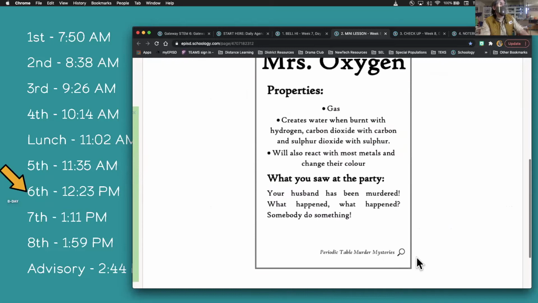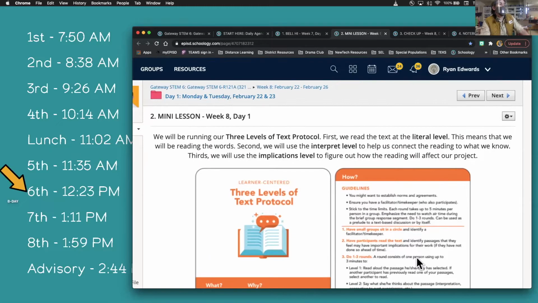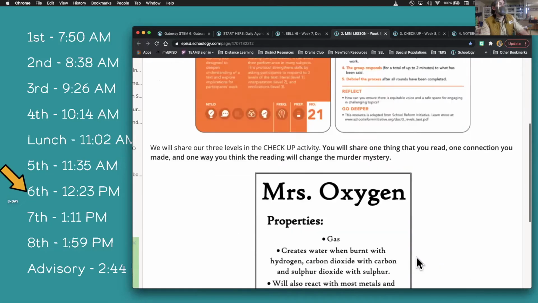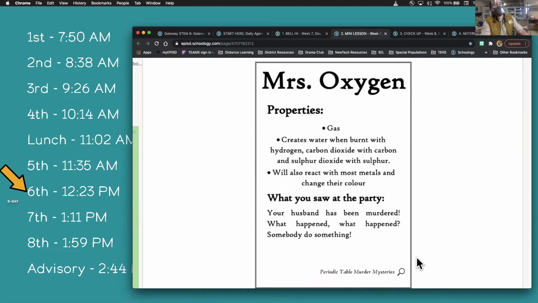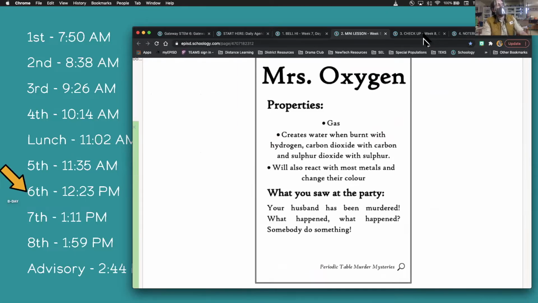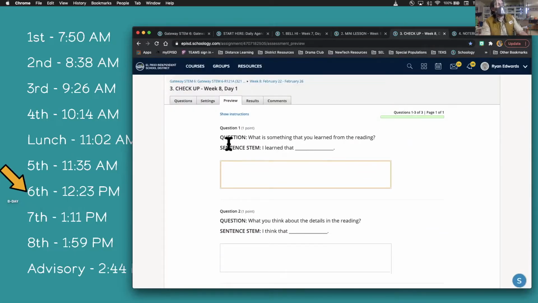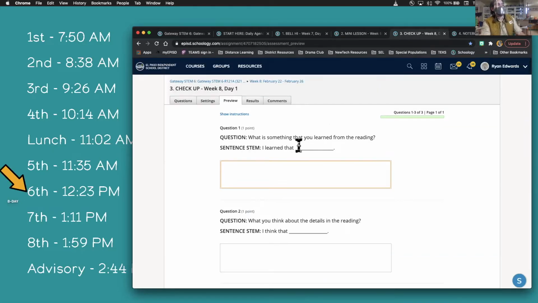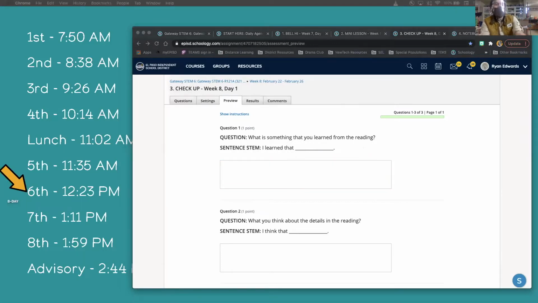We are going to go ahead and start with reading this. And the way in which we're going to do our 3 levels is through a checkup. In the checkup activity, there are 3 questions: level 1, level 2, level 3. And there's a sentence stem. What is something that you learned from the reading? I learned that blank. This is the literal level. That's the one we're going to start on right now. I'm going to put the link in the chat for you. And we will get moving along.